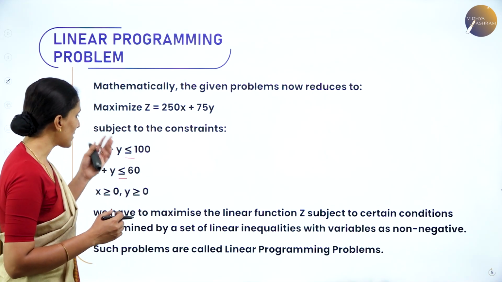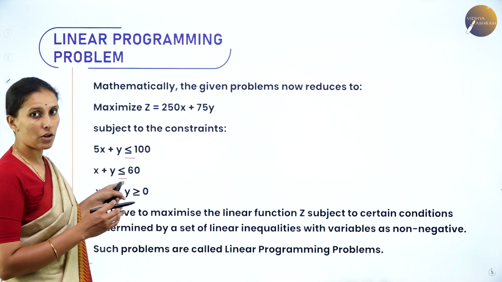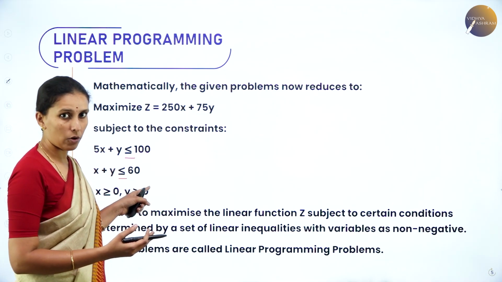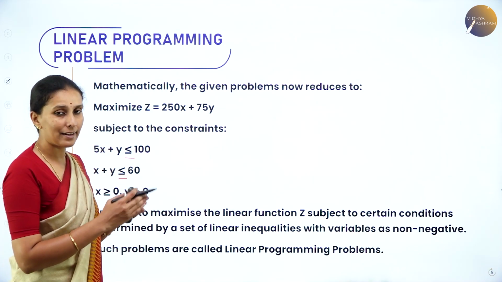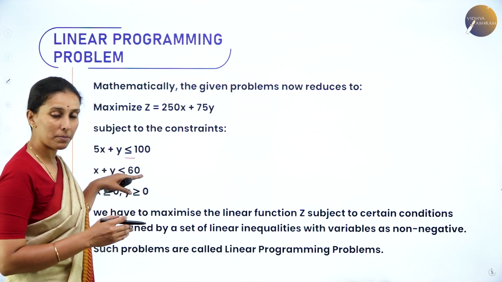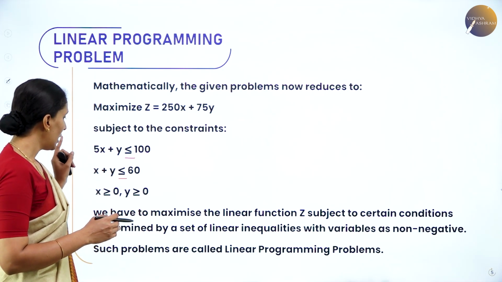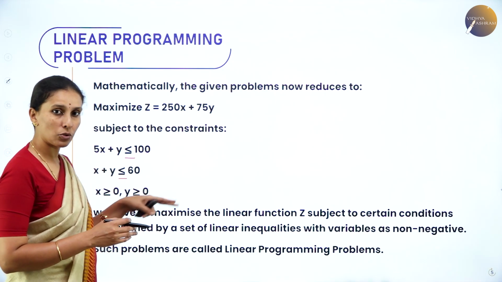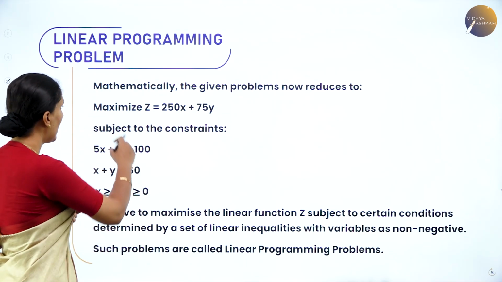So when we say the maximum storage constraint is 60, it is obviously less than or equal to 60, not more than or equal to 60. When we use the word minimum, then it will obviously be greater than or equal to 60. So here the maximum he can store is 60. So x plus y, including tables and chairs, has to be at most 60. Thus we have to maximize a linear function.